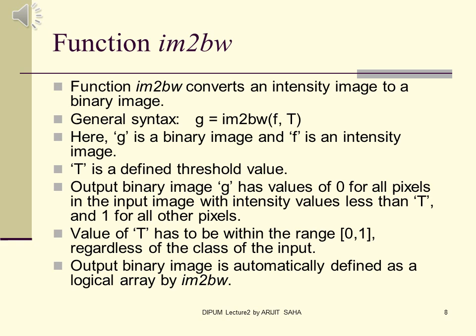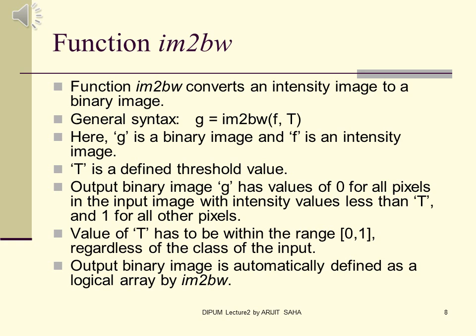Function im2bw converts an image to a binary image. The general syntax is G = im2bw(f, T). Here G is a binary image and f is an intensity image. T is a defined threshold value. The output binary image G has values of 0 for all pixels in the input image with intensity values less than T, and 1 for all other pixels.